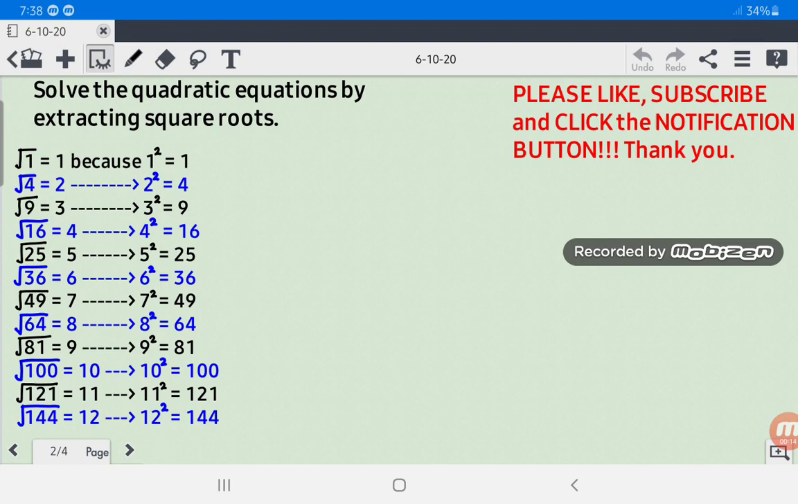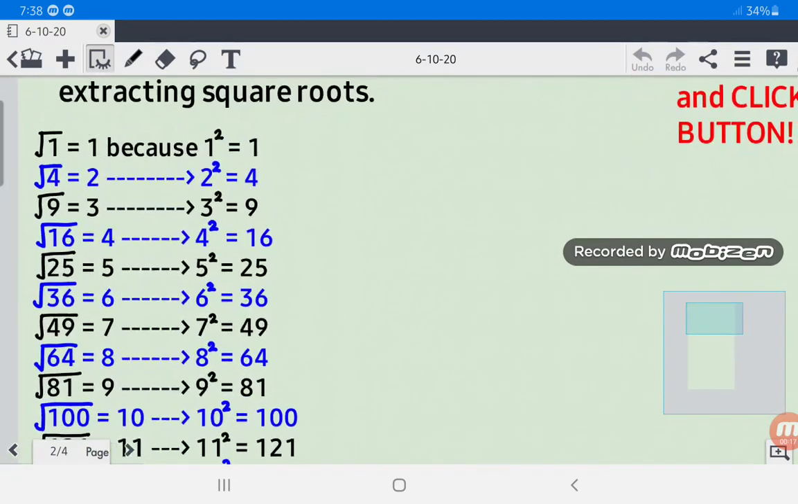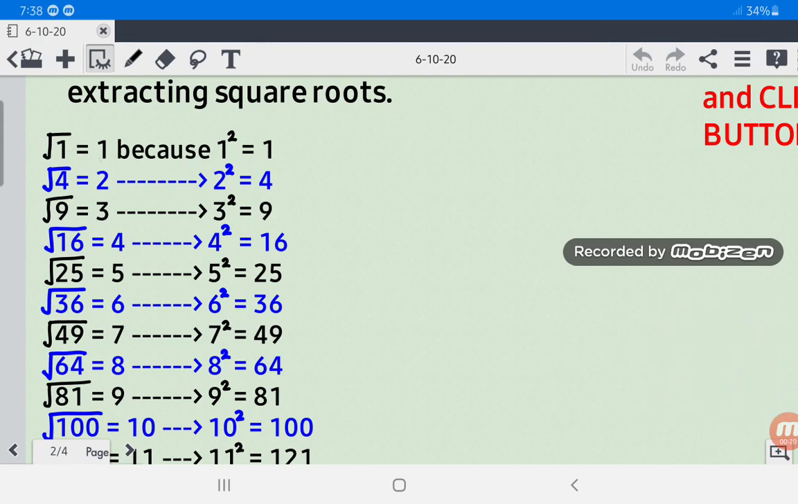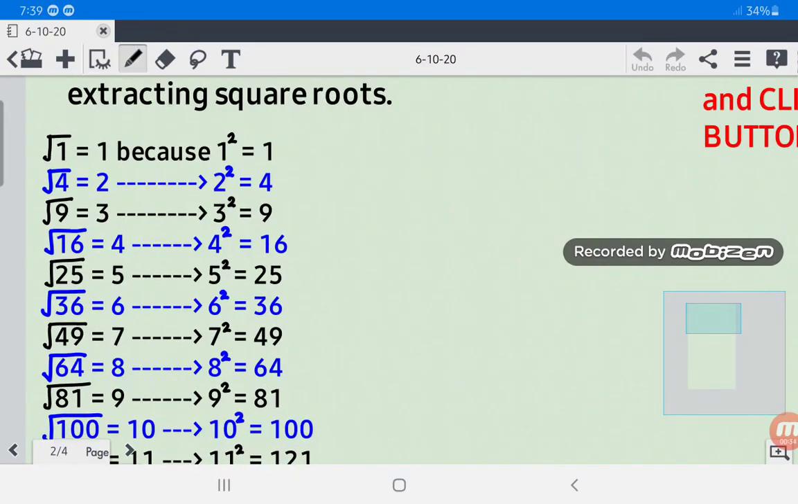Now, if you're going to get the square root of 1, that is equal to 1, because 1 squared is equal to 1, or 1 times 1 is equal to 1. Square root of 4 is equal to 2, because 2 squared is equal to 4, or 2 times 2 is equal to 4. The next, square root of 9 is equal to 3, because 3 squared is equal to 9, or 3 times 3, that is equal to 9.